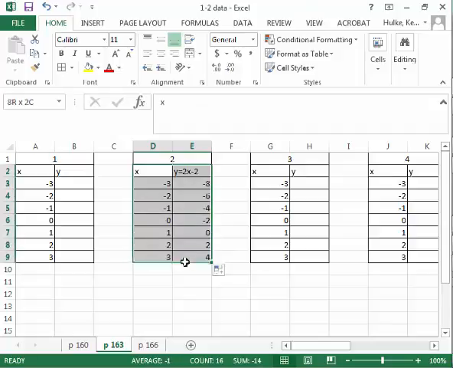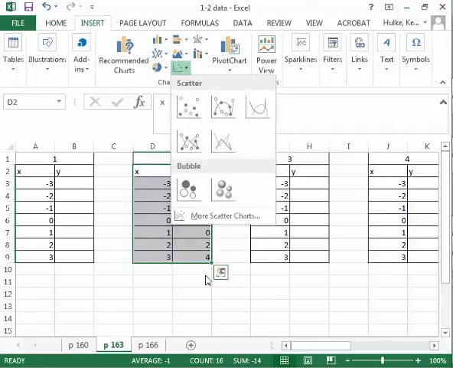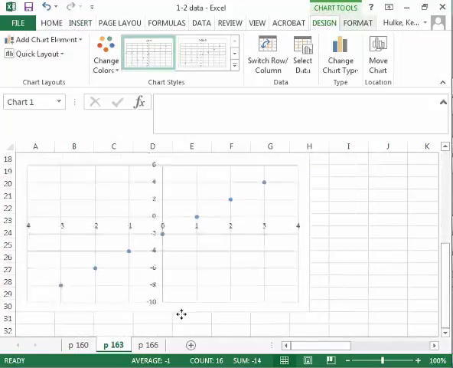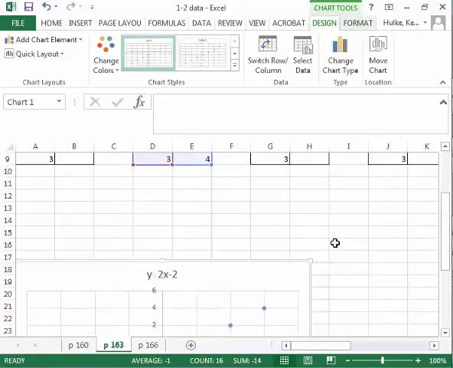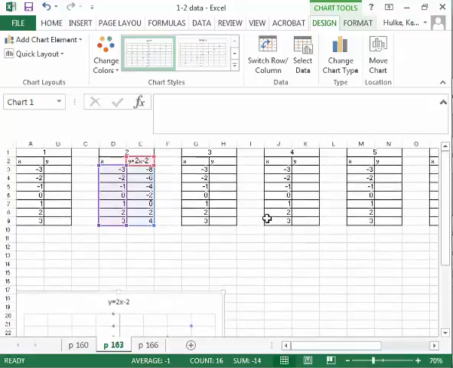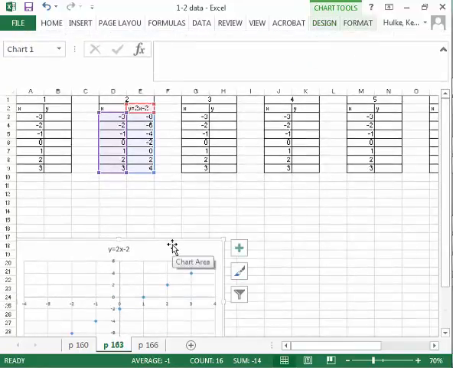So I'm going to start here and graph that, insert a scatter plot, and there's our scatter plot. Now I'm going to move this one down because if I don't, you won't be able to see all of the stuff at the same time. All right.